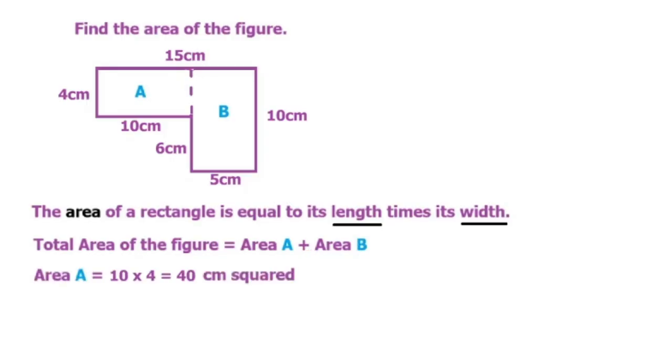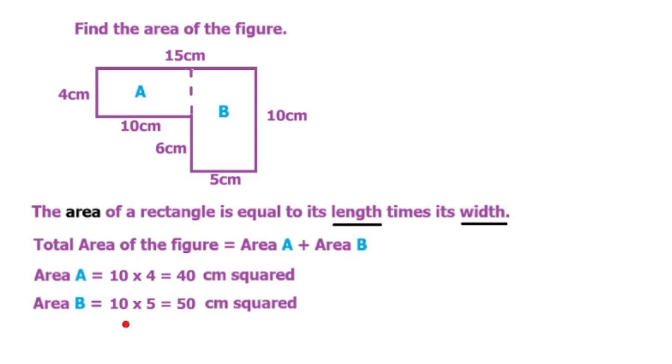So area A, we could see the dimensions, length times width. So the length is 10 and the width is 4. So we just multiply 10 times 4 and it gives us 40 centimeters squared. Remember, area is calculated in square units.